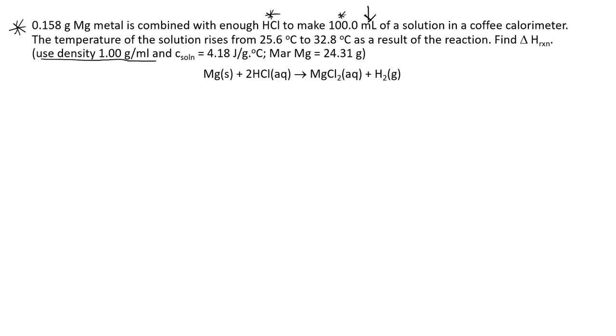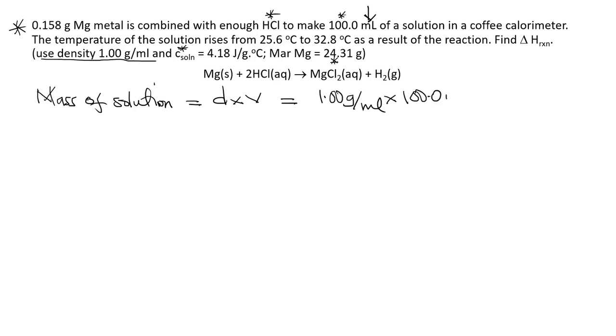Here you are also given the specific heat capacity of the solution, which is 4.18 joules per gram per degrees Celsius, and the molar mass of magnesium as 24.31 grams. To solve this problem, the first thing you need to do is find the mass of solution. Mass of solution is given by density times volume, which is 1.00 gram per mL times 100 milliliters, which is 100 grams. So we have the mass of solution as 100 grams.